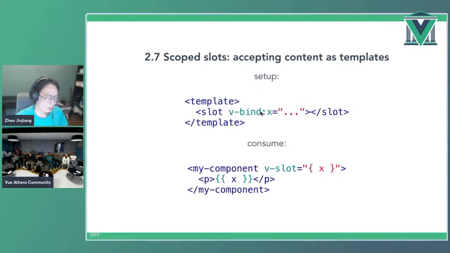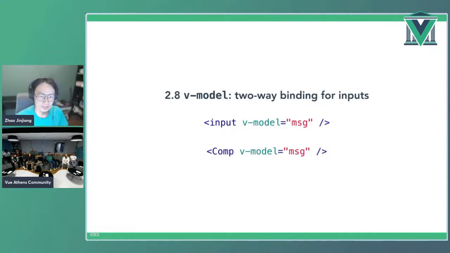Like you can define the slot with the v-bind directive, and then in the slot content, you can just consume the data from the child with the slot binding. So the rendering logic goes from the parent into the child and then back to the content outside. That's the first one. Then the next one is the v-model directive.